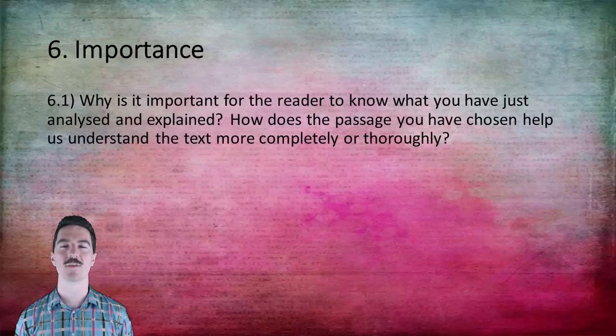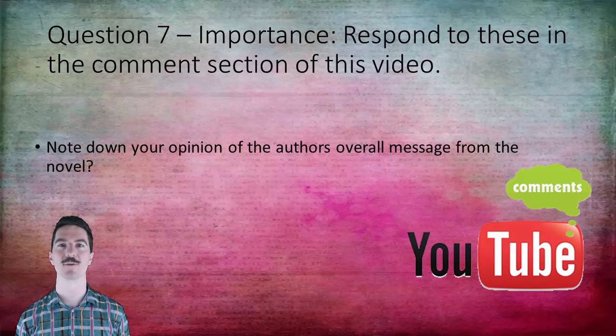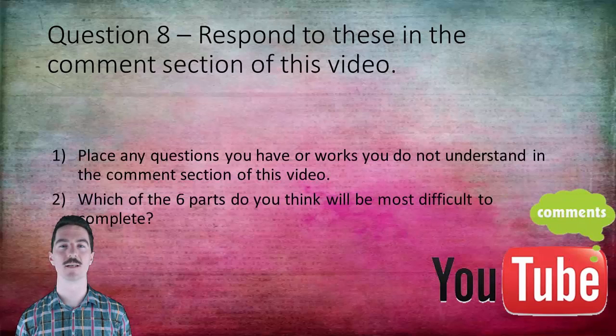Alright, and the 6th and final category is importance. So the first and only question is, why is what you've just explained important or useful? How does it help a reader or an outsider understand the text better? Our last 2 comment questions are as follows. Note down your opinion of the author's overall message from the novel or the text you're studying. And the last 2 points are, note down any questions or things you didn't fully understand from this presentation. And the last thing is, note down what you think will be the hardest of these 6 sections to complete with your passage analysis you've been given.